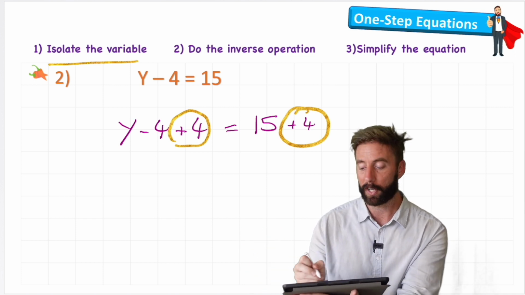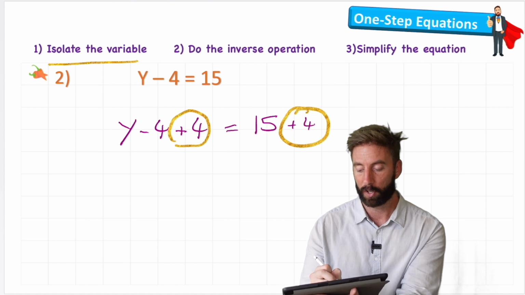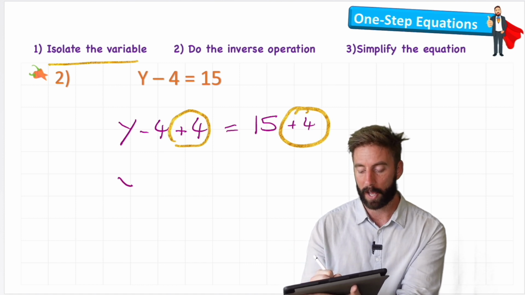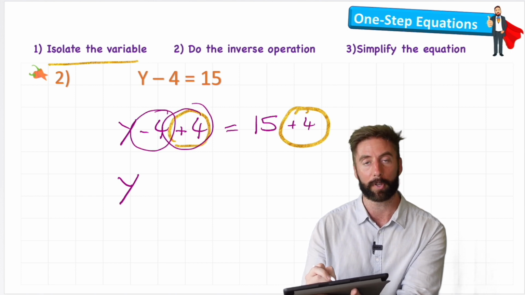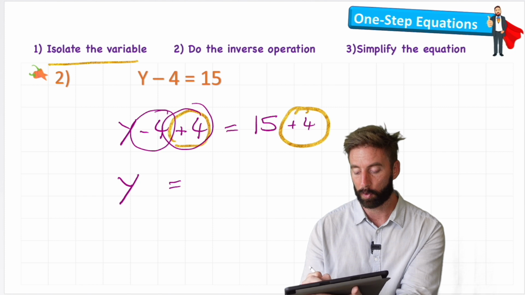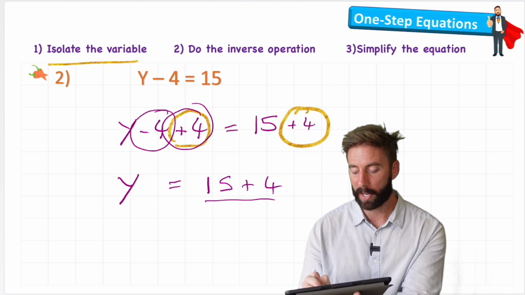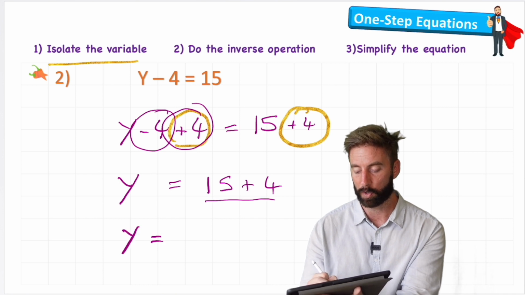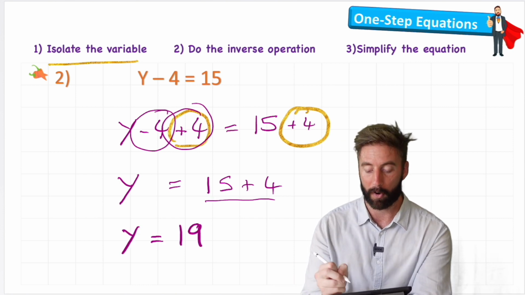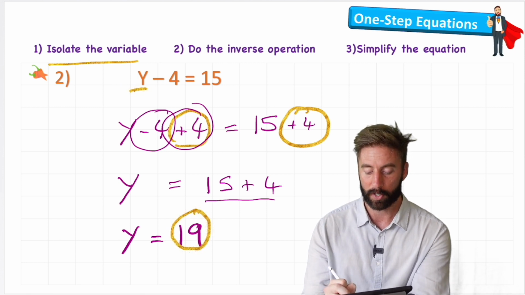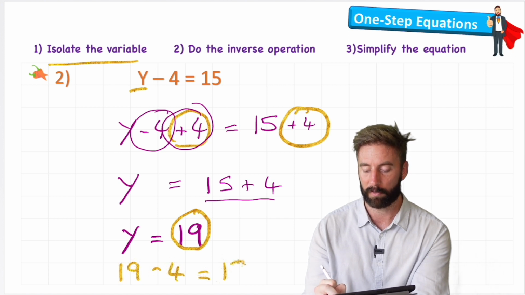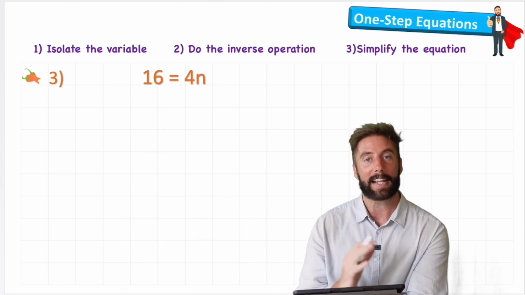Now I can move to step 3, look at simplifying my equation or solving it, and I can have y. I don't need any of my 4's anymore because my negative 4 cancels out my plus 4. So y equals 15 plus 4. I'll solve this part here now and write y equals 19. Let's check it by reinserting our value into our original equation as y. So I'm going to start with 19, subtract 4 equals 15. Give myself another tick.